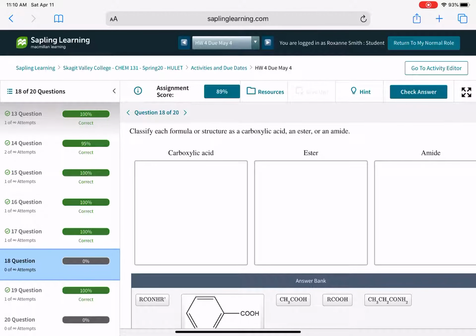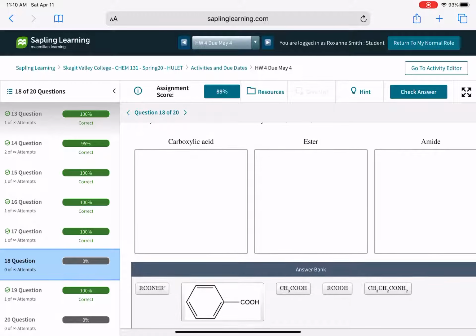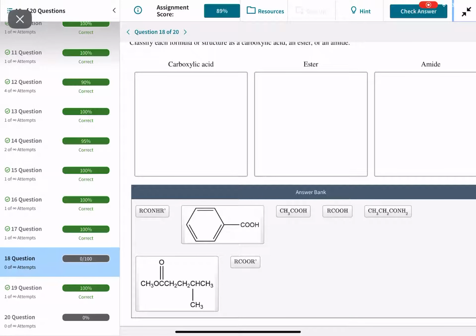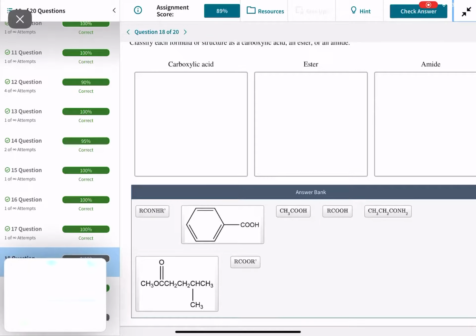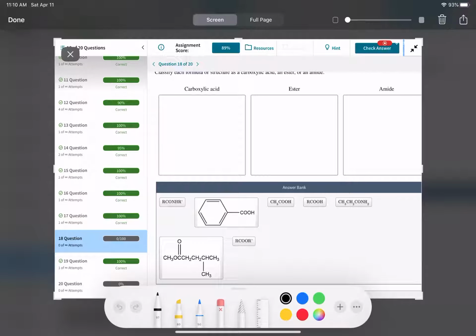So this is just sorting structures based on if they are a carboxylic acid, an ester, or an amide. And at first glance, this problem looks like, oh, this is going to be easy. I just have to find the correct functional groups. However, this has got a weird mixture of condensed notation as well as strange abbreviations for functional groups. So I want to make sure that you understand what you're looking at. So this one right here is really the only one that's pretty straightforward. You can see that this one has got an ester functional group. It's just nice and easy for you to see.